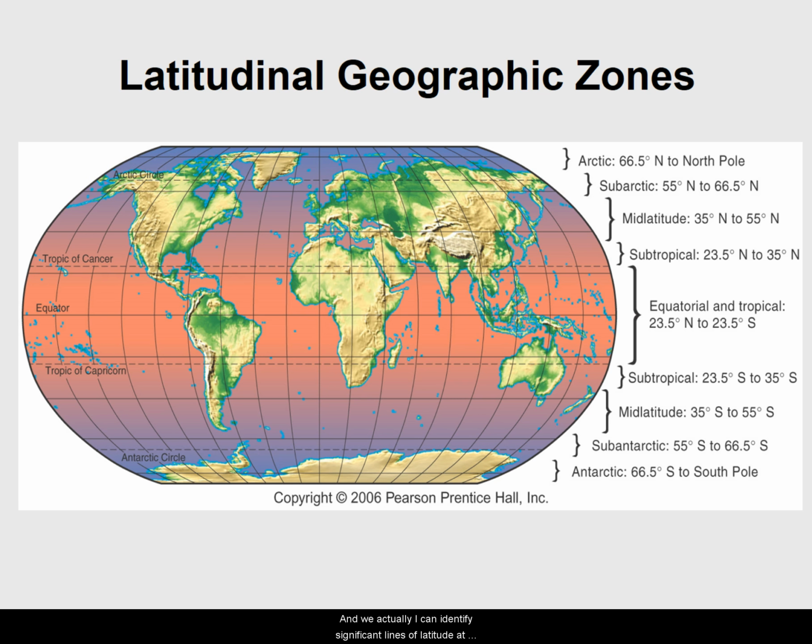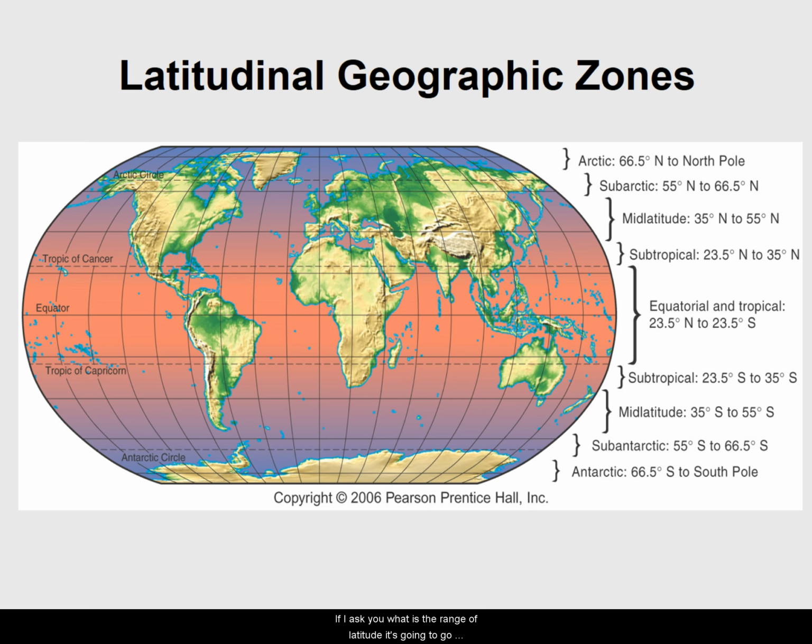And we actually can identify significant lines of latitude at various points. So for example, the Arctic Circle and the Antarctic Circle are defined at 66.5 degrees north and 66.5 degrees south. At the very top, between 66.5 degrees north and south to the North Pole at 90 degrees north and south, that represents our Arctic and Antarctic geographic zone.